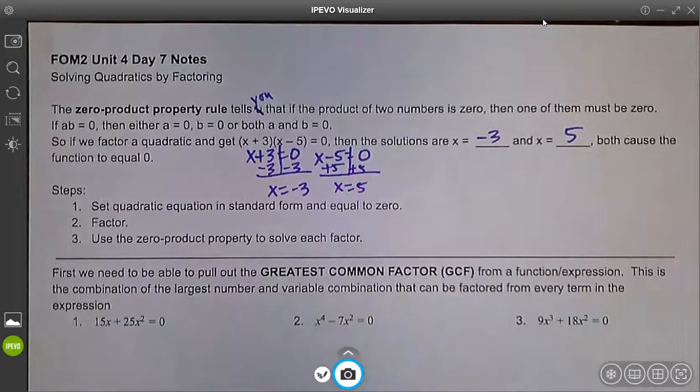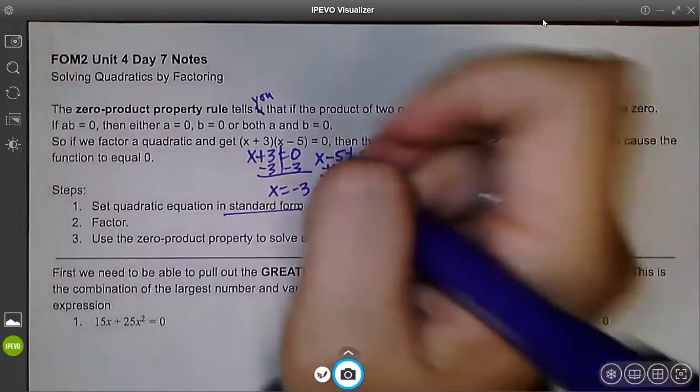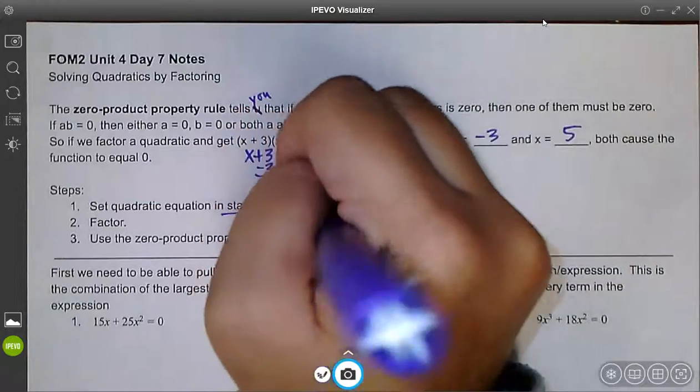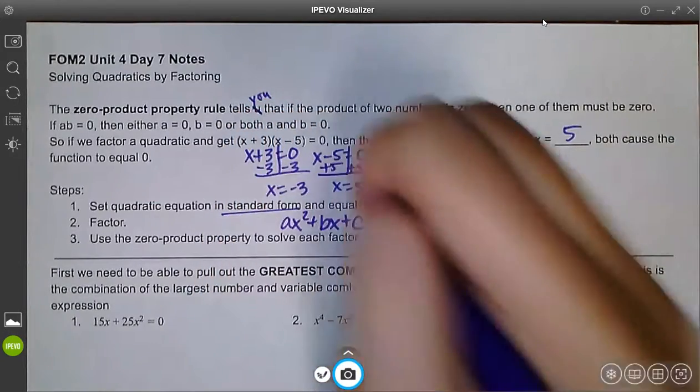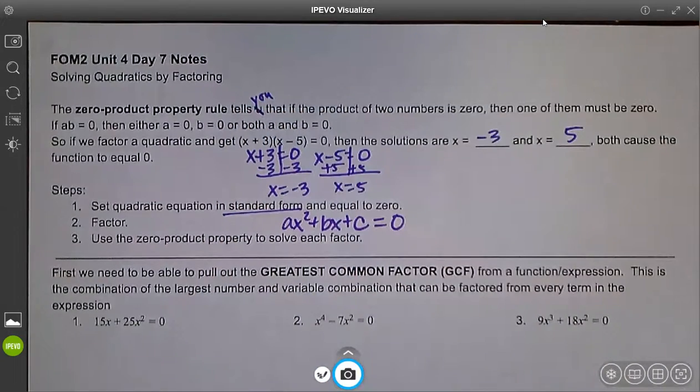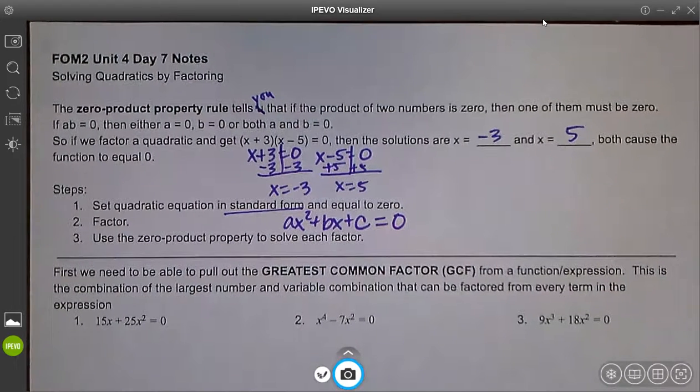So the steps are to set the quadratic equation in standard form. Standard form is ax squared plus bx plus c, equal to 0. So that's what it needs to look like. Factor it like we've been doing, and then use the zero product property to solve each factor.